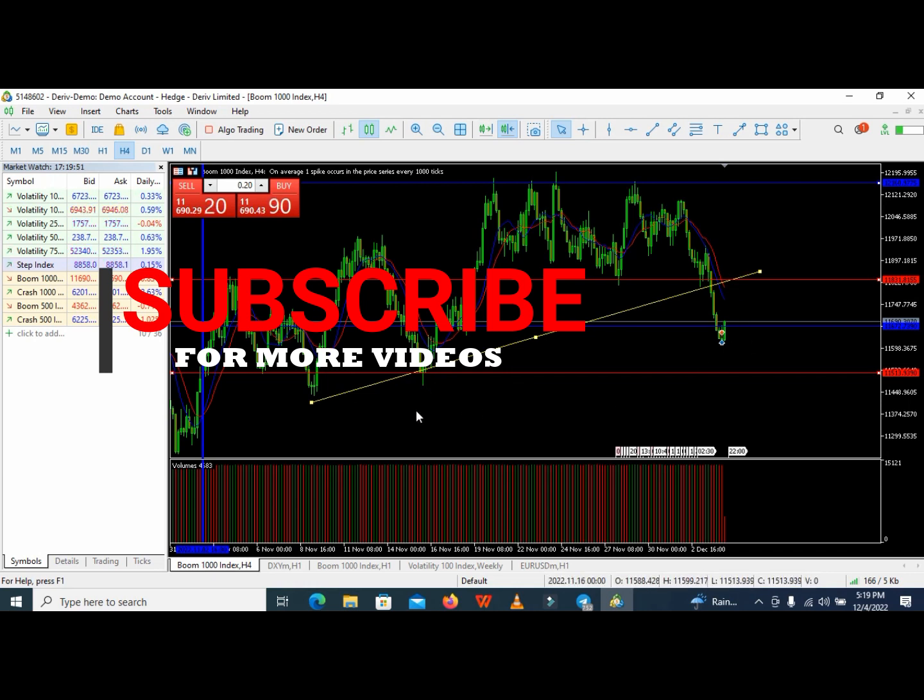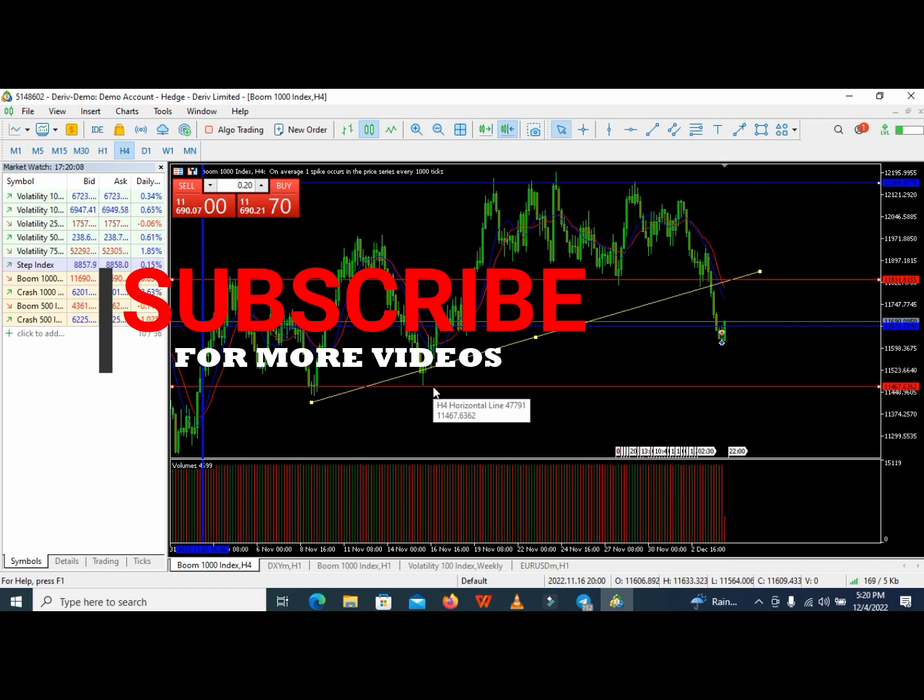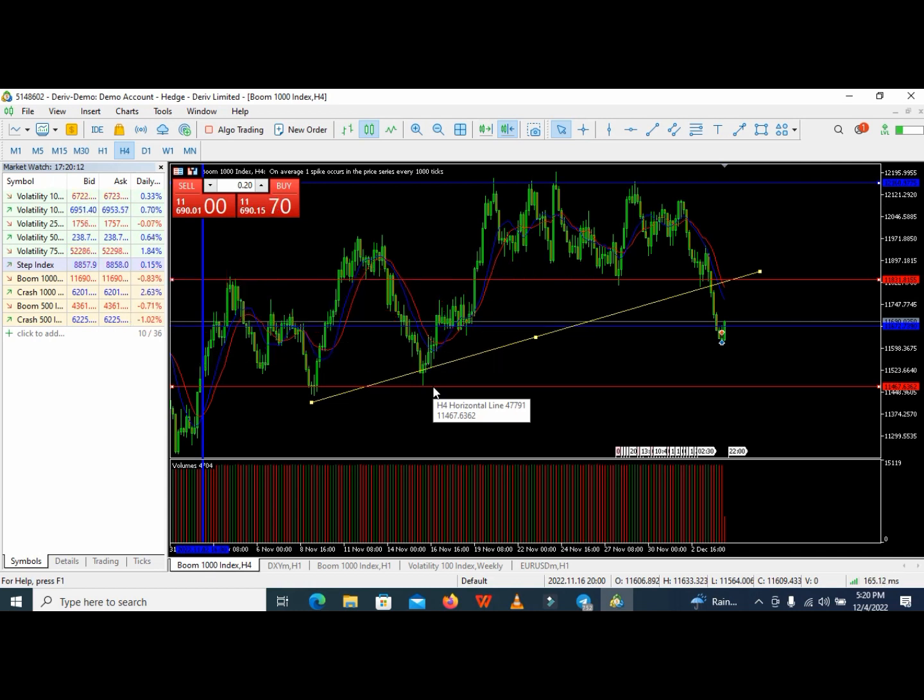So there's high probability the market might get to this one. If it gets to this one, it could bounce back and it goes up again. Then you have to be looking for a buy position if you want. But in case you get here and it doesn't retest, it might break down or pull more down, which might give you a sell signal.